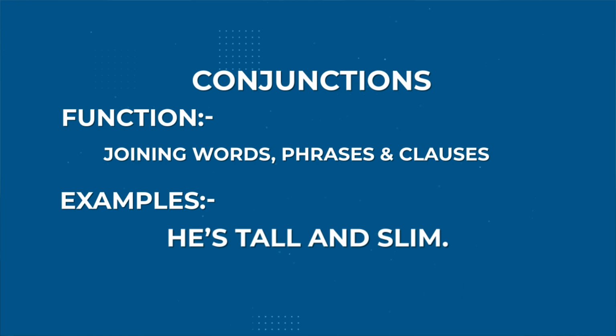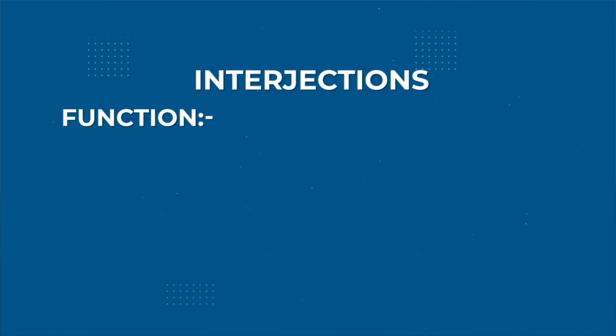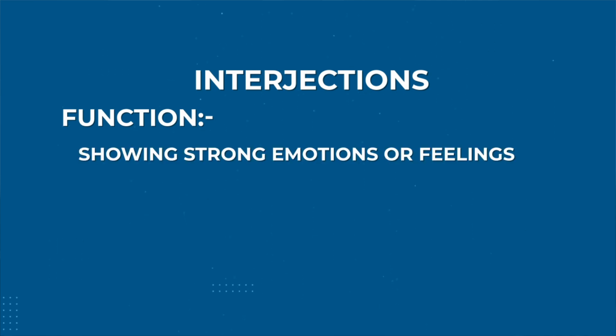For example, he is tall and slim. You can see that the word "and" is joining two words. They are tall and slim. Come to the last part of speech, which is interjections. Interjections can be described or defined as the words showing strong emotions or feelings.